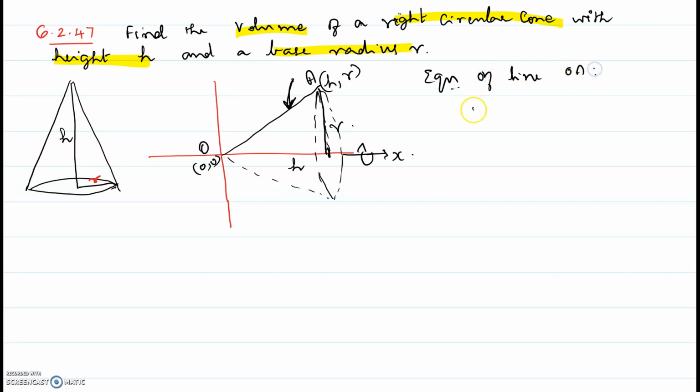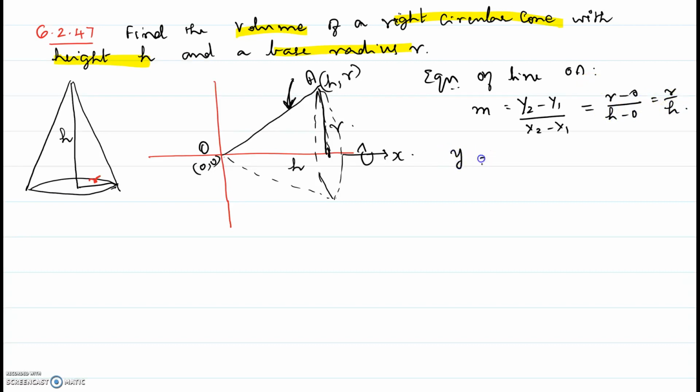First we need the slope of the line, which is the difference in y coordinates over the corresponding difference in x coordinates. Here h is the horizontal distance and r is the vertical distance. So the point A has coordinates (h, r). Point O has coordinates (0, 0). So the difference in y, which is r minus 0, divided by h minus 0, is r over h.